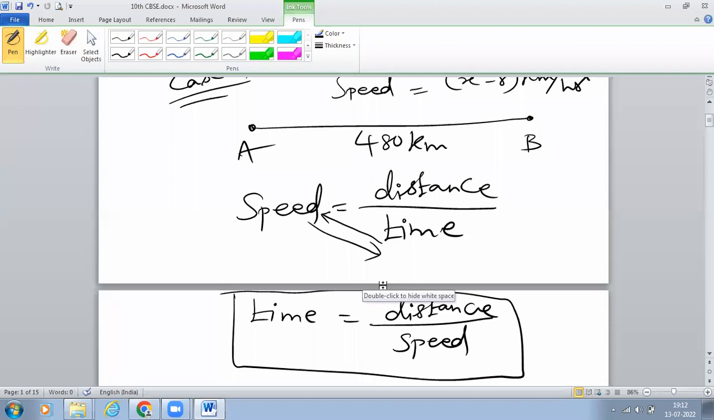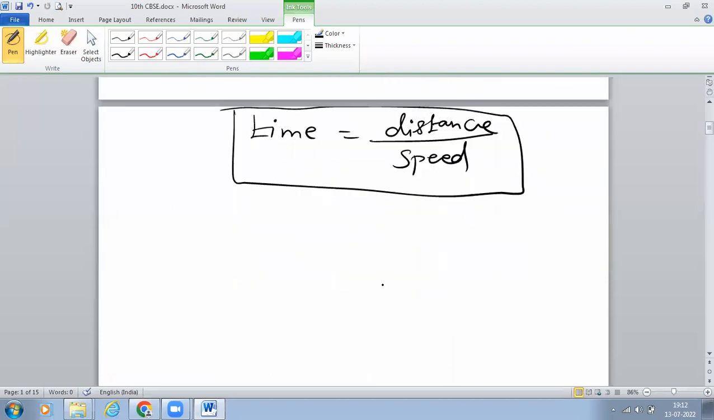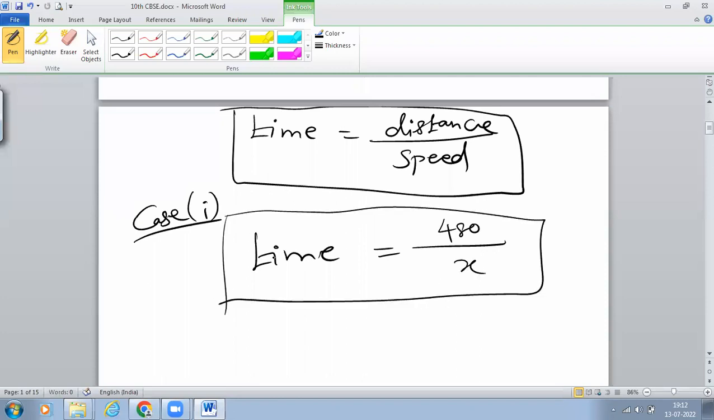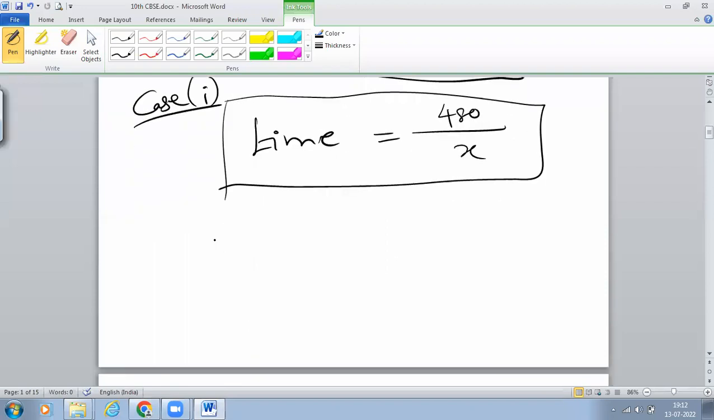Now listen, ma. I'm going to form two conditions. In case one, what is the time taken? What is the distance traveled in case one? Time is equal to distance, which is 480, divided by the speed of the train in case one, which we have taken as X. So 480 by X is the time taken by the train to travel 480 kilometers in case one.